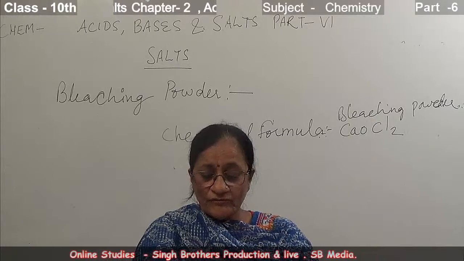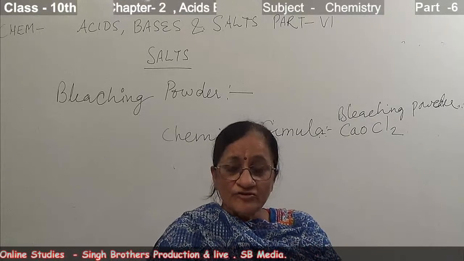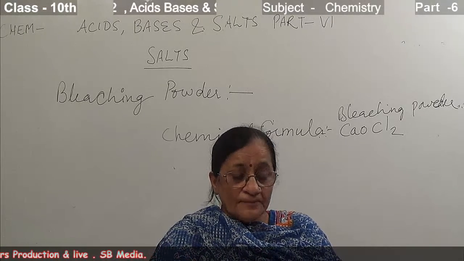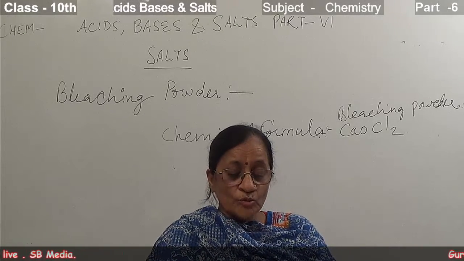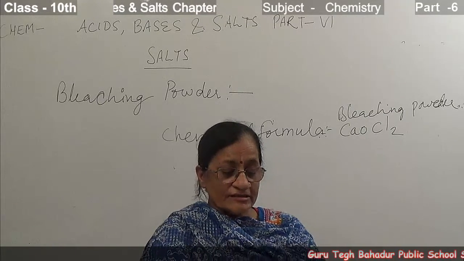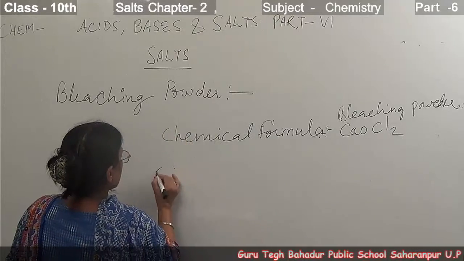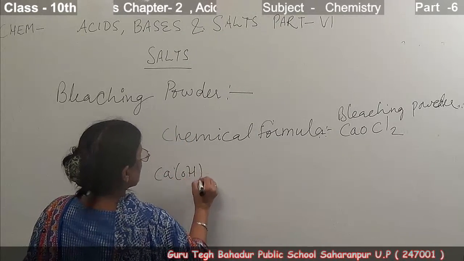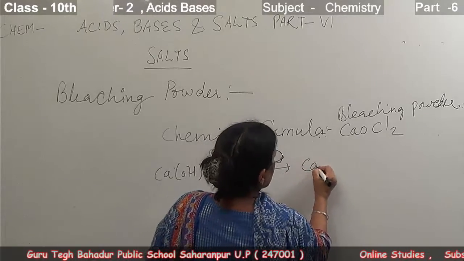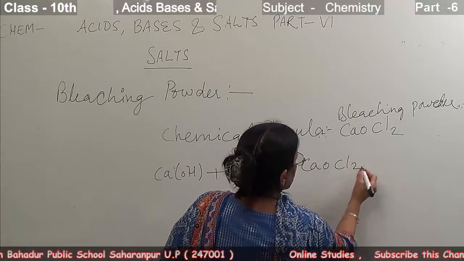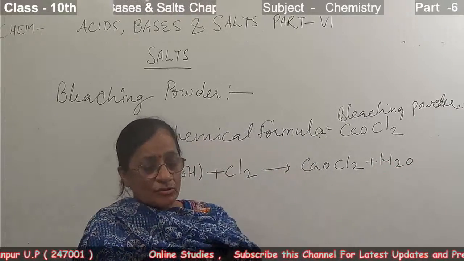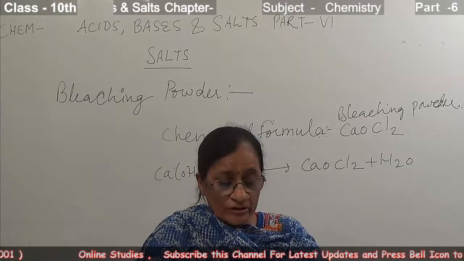Now first of all we will discuss the method of its preparation. It can be prepared by passing chlorine gas over slaked lime or calcium hydroxide, Ca(OH)2. When chlorine gas is passed over it for a long time, bleaching powder plus H2O is formed. So in this way bleaching powder can be prepared.